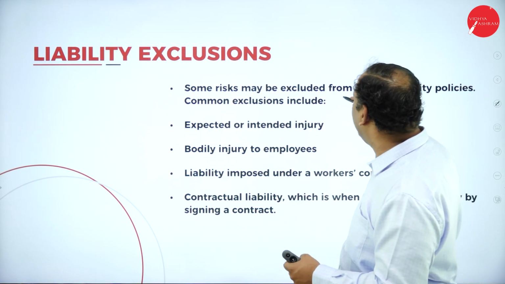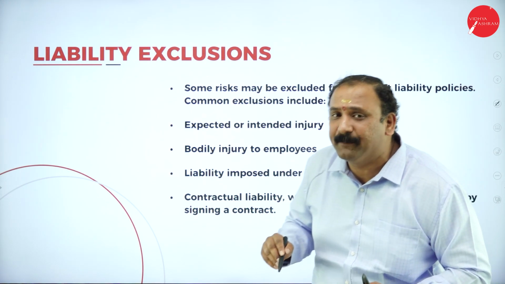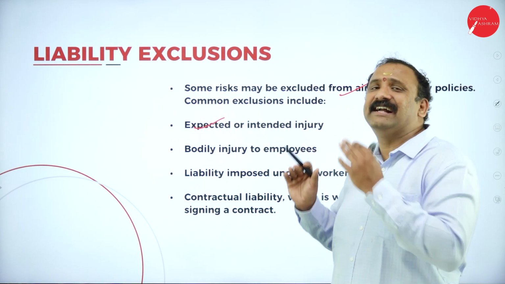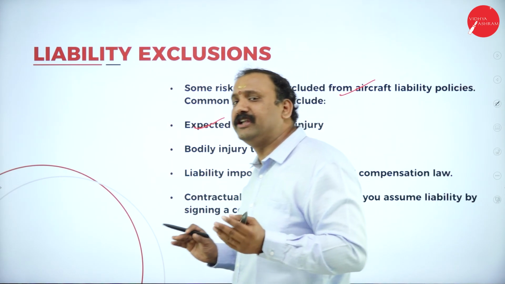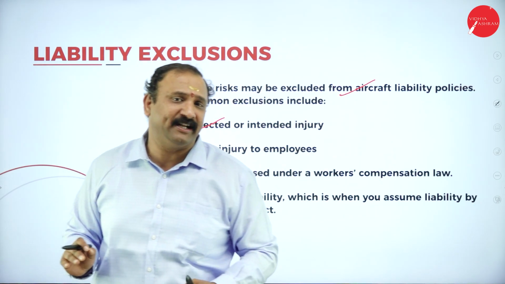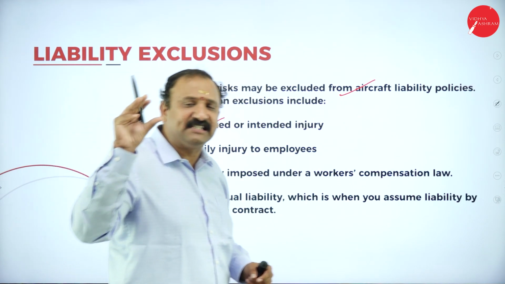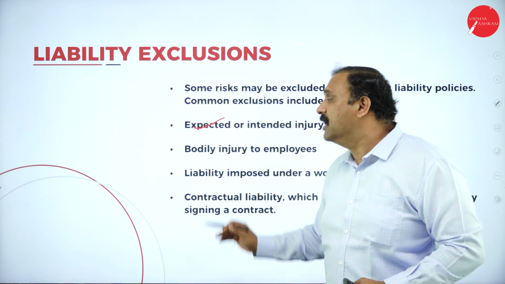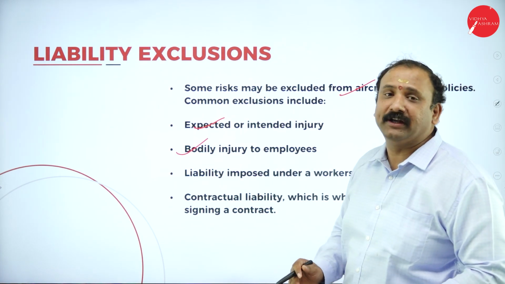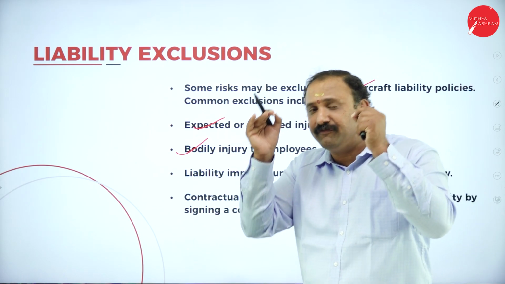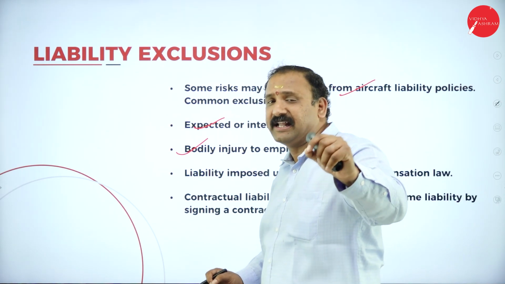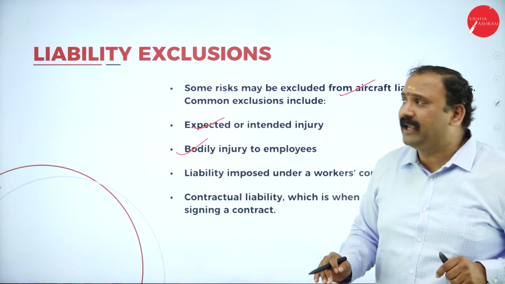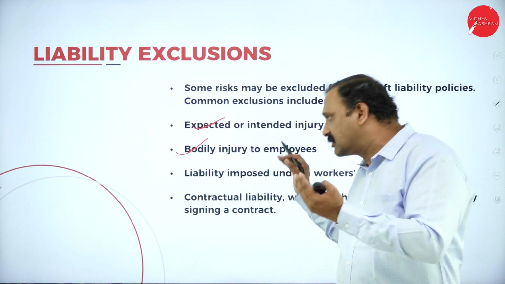Some of the risks may be excluded from the aircraft liability policy. What are those factors? Expected or intended injury. You know that there is going to be an injury, or you have willingly gone ahead and created a scenario like that. Then we call it an expected or an intended injury. Bodily injury to the employees. If an employee is physically hurt because of an accident, that is going to be excluded there.